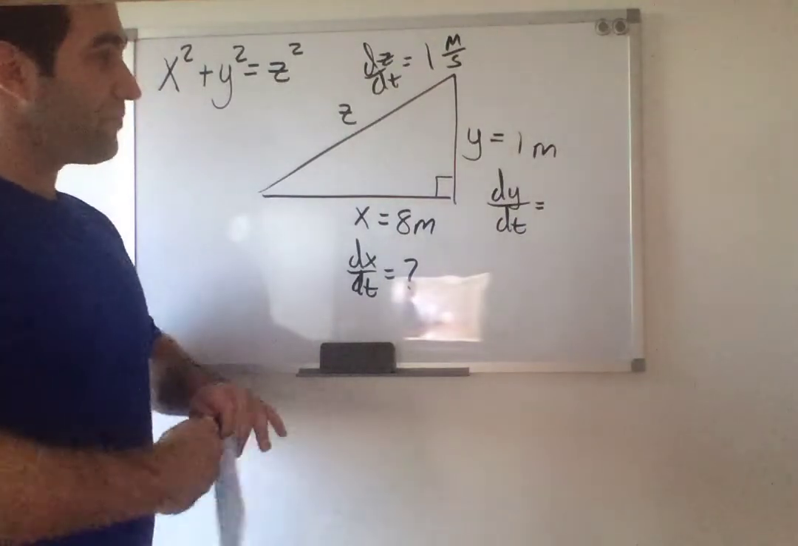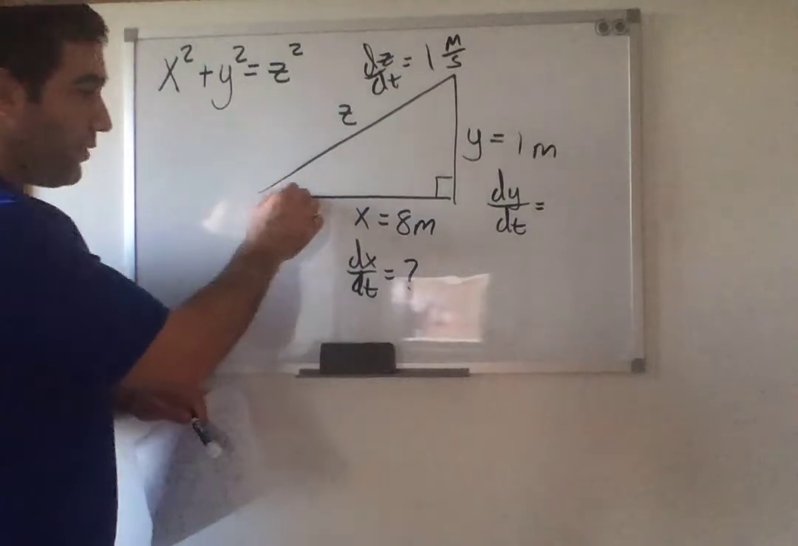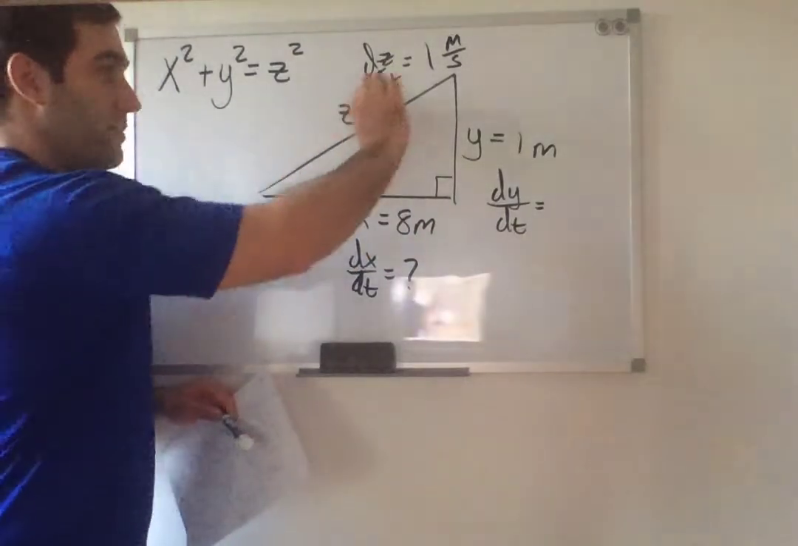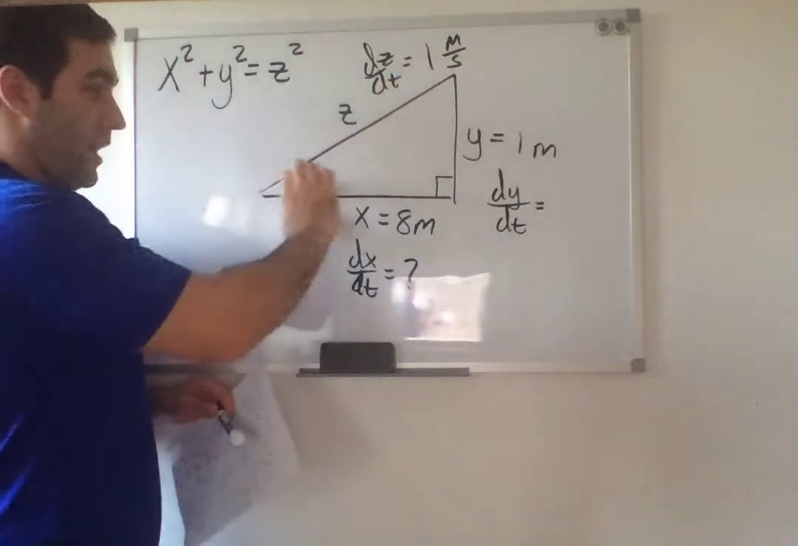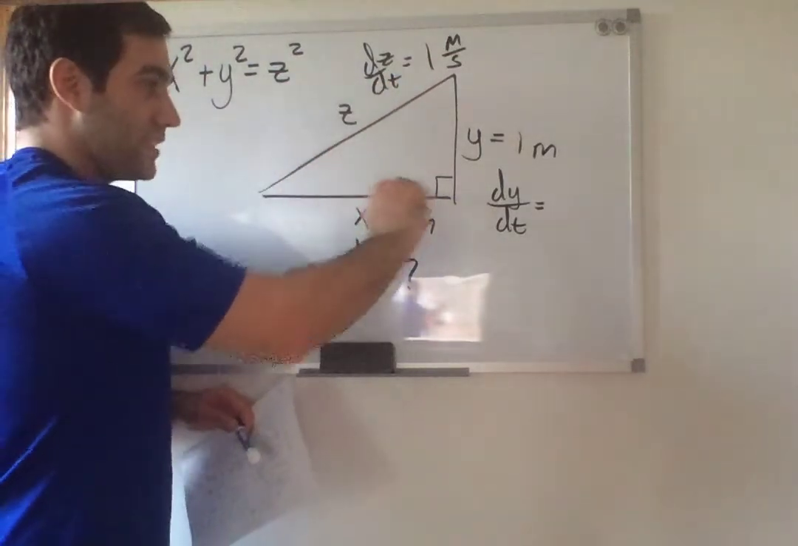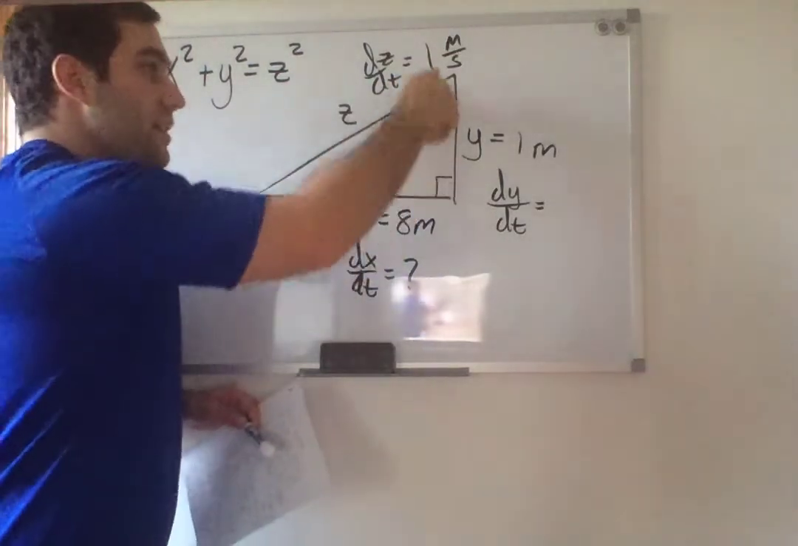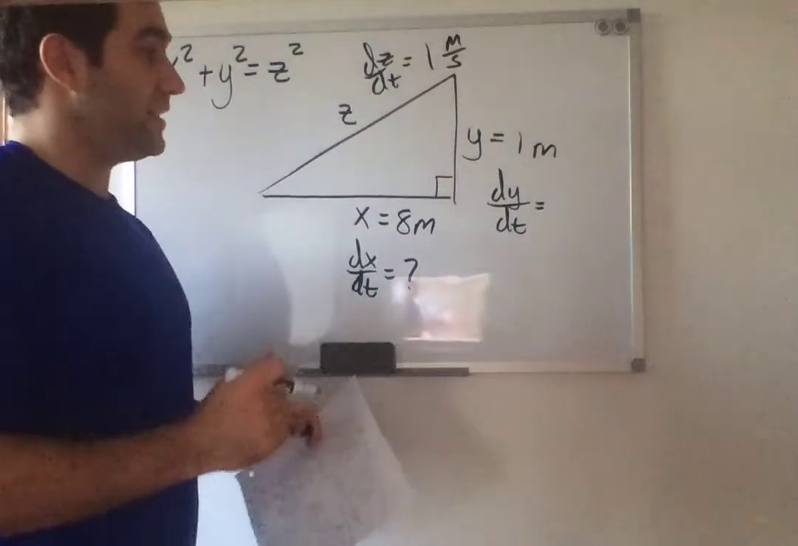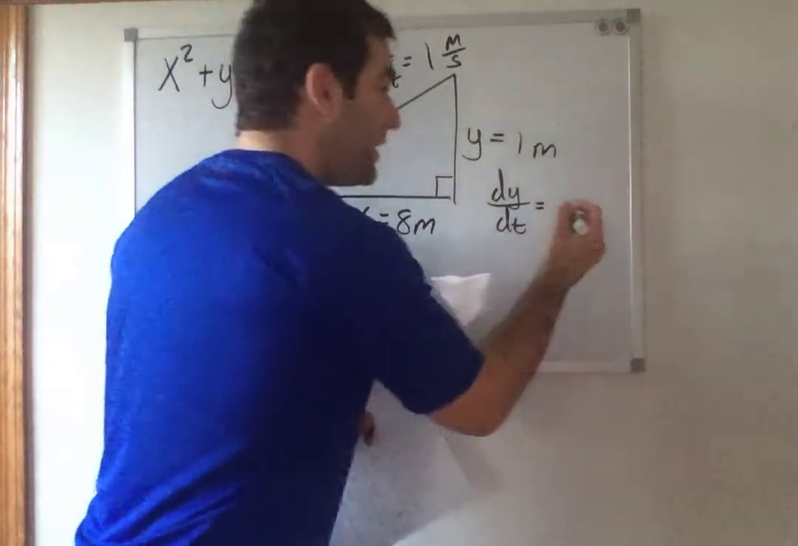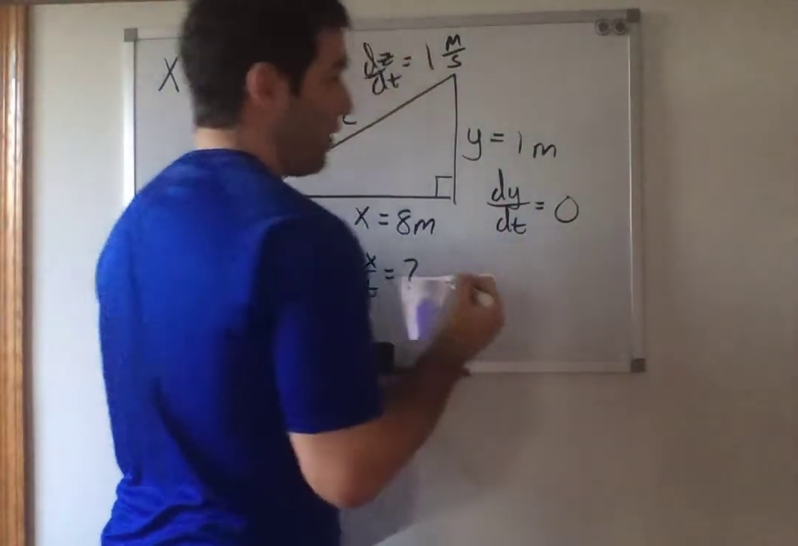Okay, so now, as I pull this boat inward, as I'm pulling this rope this way, this distance is going to get shorter. The boat's coming in this way, this distance is going to get shorter. But the dock never changes its height. Therefore, dy/dt is going to be 0.